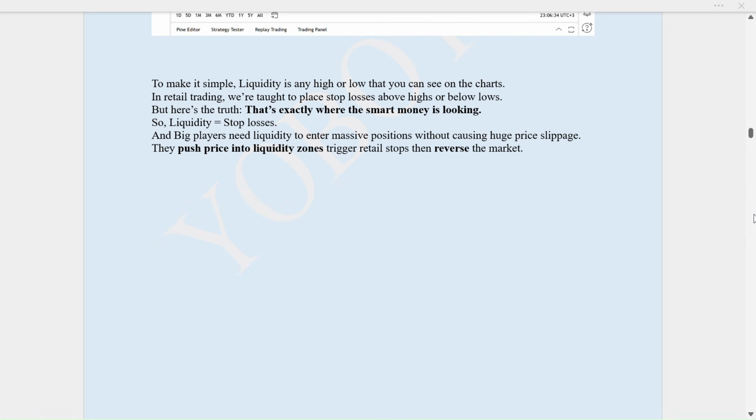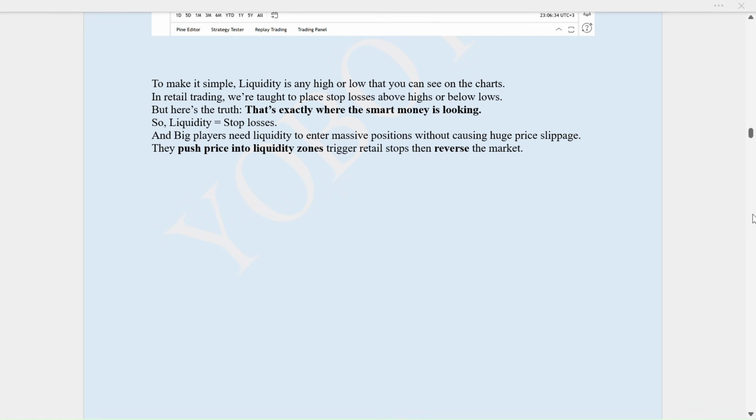In retail trading, we are taught to place stop losses above highs or below lows. But here is the truth. That's exactly where the smart money is looking. So liquidity is equal to stop losses, and big players need liquidity to enter massive positions without causing huge price slippage. They push price into liquidity zones, trigger retail stops, then reverse the market to the intended direction.